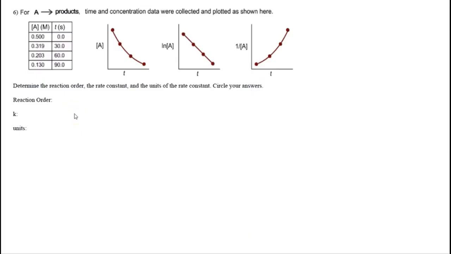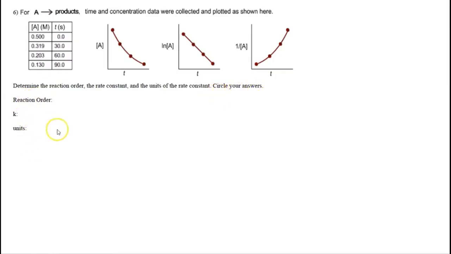All right, number 6, one of our graphing problems. It says for A to products, from one reaction to products, time and concentration data were collected and plotted as shown. So we have our concentration of A in molarity, and then we have our time from 0 to 90 seconds. This was plotted here. And it says determine the reaction order, the rate constant, and the units of the rate constant. Circle your answer. And everything's kind of specified here.